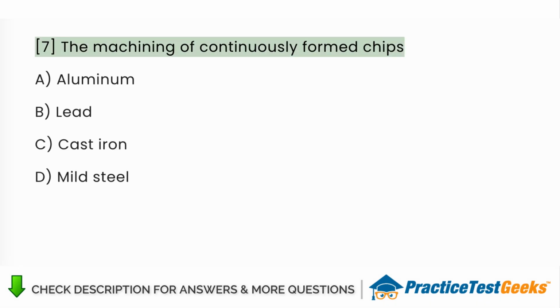The machining of continuously formed chips. A. Aluminum. B. Lead. C. Cast iron. D. Mild steel.